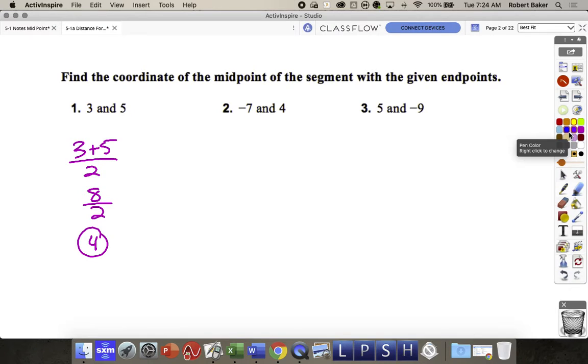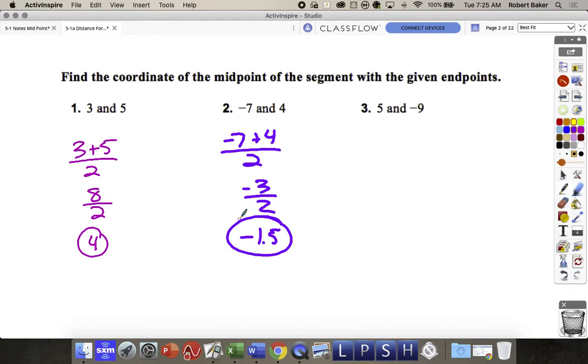All right, we do the same thing with -7 and +4. If we add them together and divide by 2, so -7 and +4 is -3, and -3 divided by 2 is -1.5. So -1.5 would be the coordinate that is equidistant from -7 and +4.